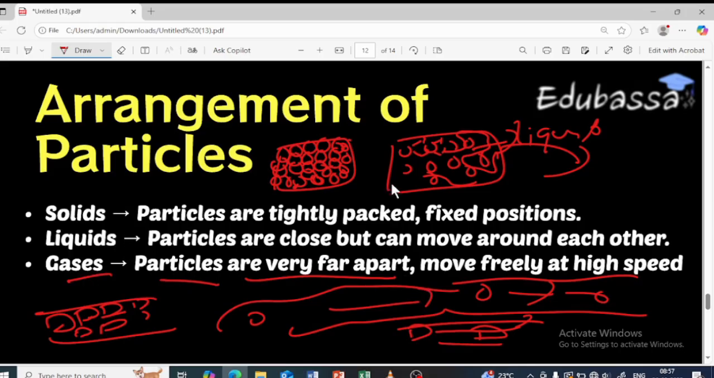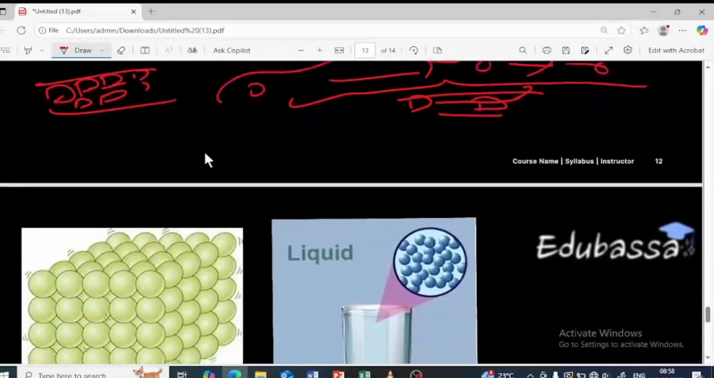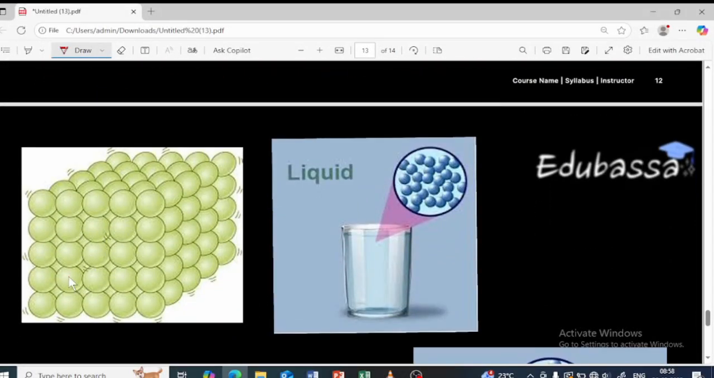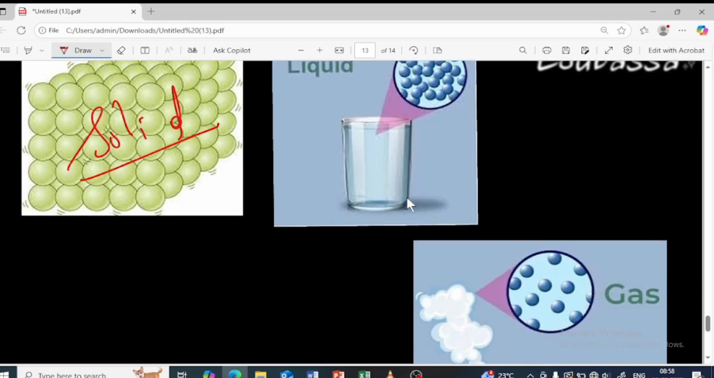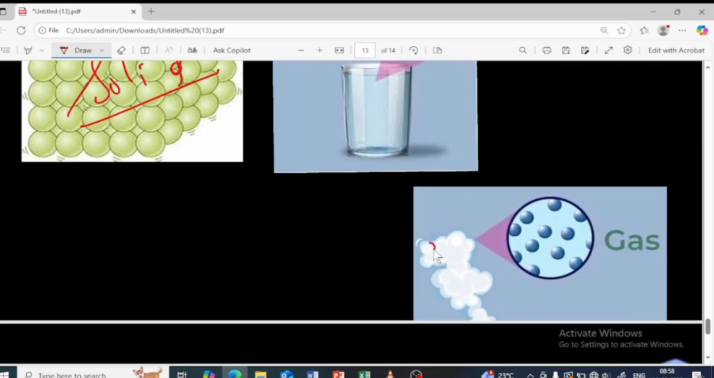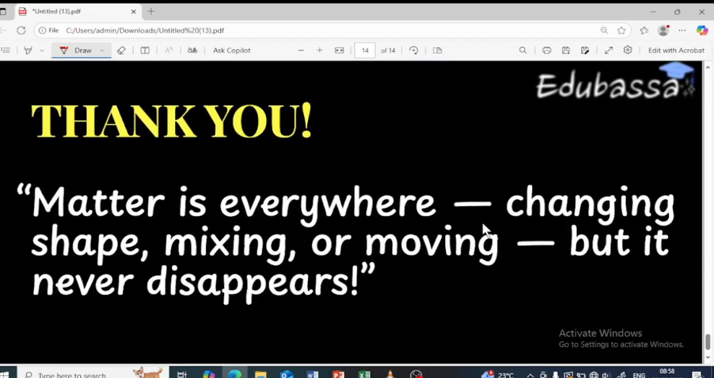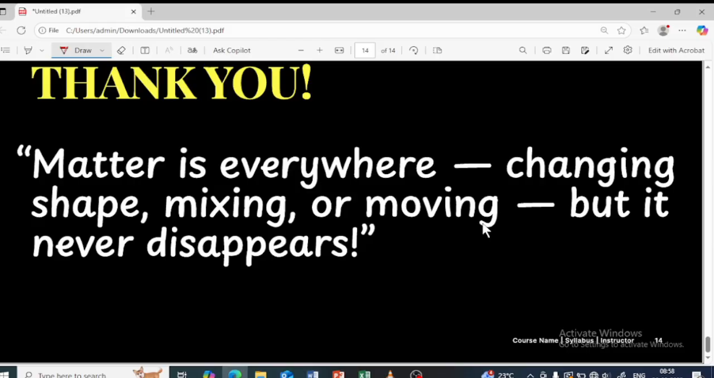Whereas in liquids, the particles are close, not very close, hence they can move easily, but not as much as gases. In the case of solids, the particles are very tightly packed. They will not move an inch. They are in a fixed position. So this is how particles are present in a solid, and this is how they are present in a liquid, a little bit far away from each other. If I have to show the gas, it is like this, very far away from each other.